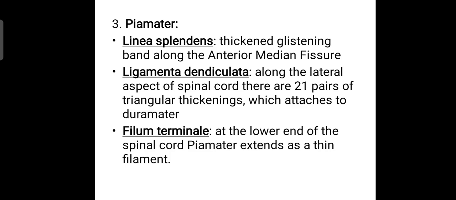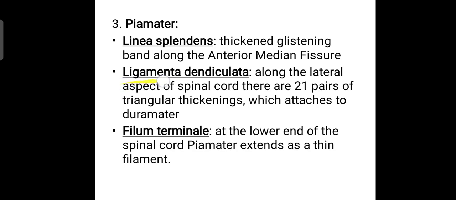Then we have the third one, that is the pia mater, which is composed of three different structures. I have mentioned the peculiar parts of this pia mater. We have the linea splendens, that is the thickened glistening band along the anterior median fissure. So when you take the spinal cord external features, you will find an anterior median fissure which is running along the whole length of the spinal cord, and at that area the pia mater lying close to it will be thickened to form a glistening band that is called the linea splendens.